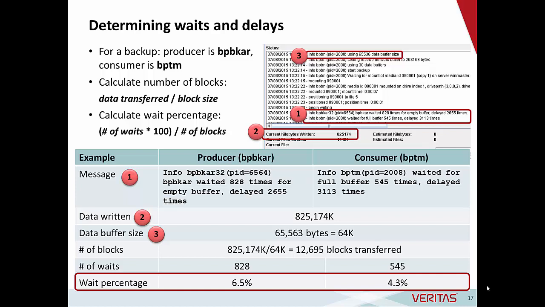Now, another kind of backup job might have given us different results. We might have seen a large number of waits on one side and not so many on the other side. You can see where this process is very valuable, because I can focus my attention on either the producer side or the consumer side, wherever I'm seeing a large number of waits.